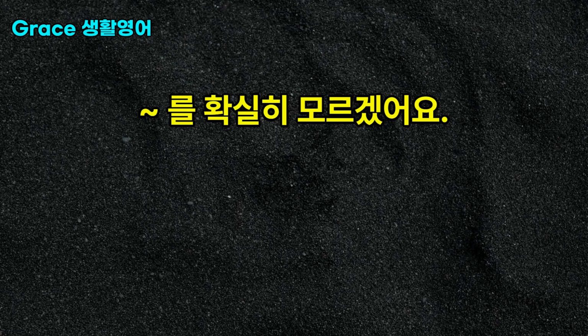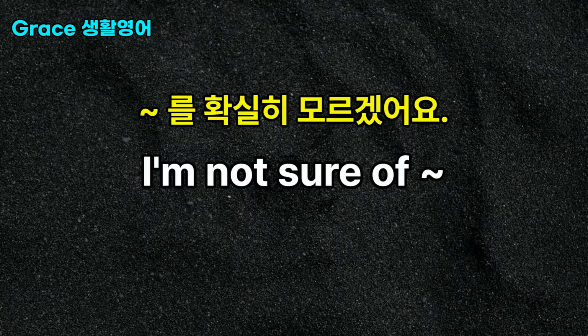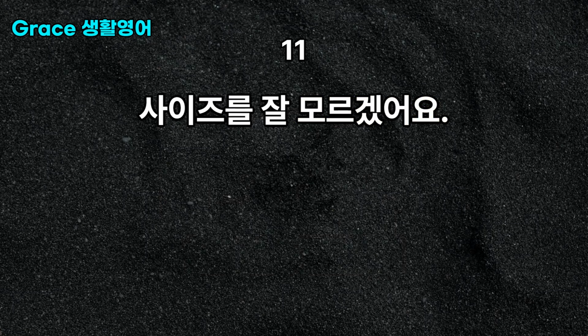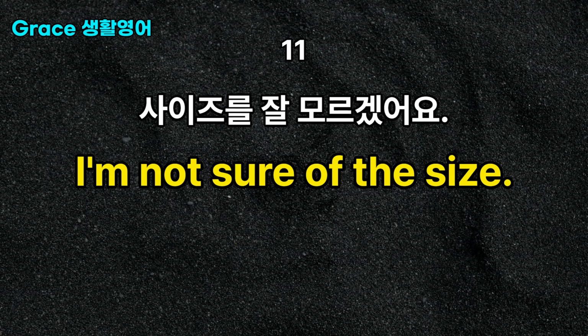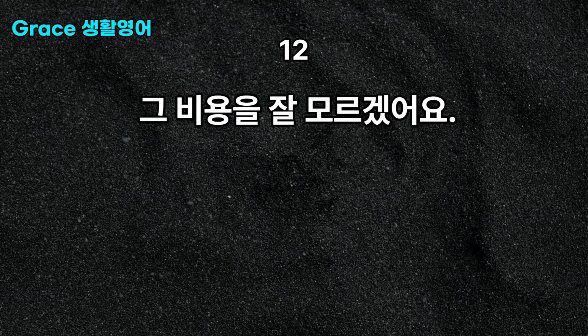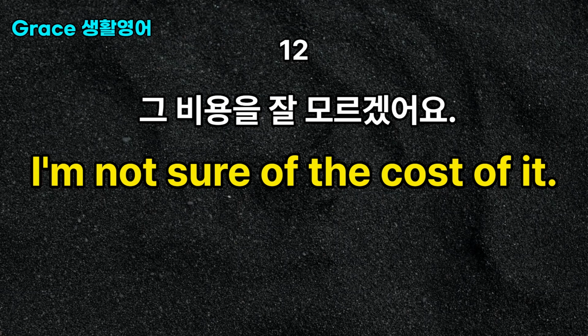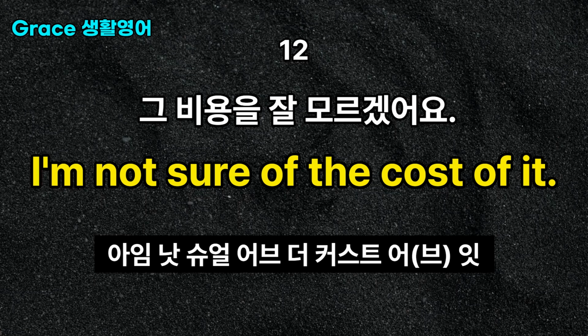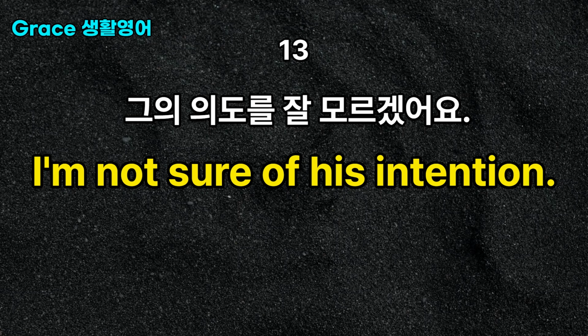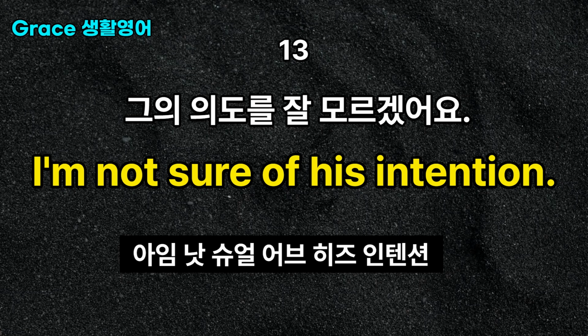세 번째, 뭐뭐를 확실히 모르겠어요. I'm not sure of. 사이즈를 잘 모르겠어요. I'm not sure of the size. 그 비용을 잘 모르겠어요. I'm not sure of the cost of it. 그의 의도를 잘 모르겠어요. I'm not sure of his intention.